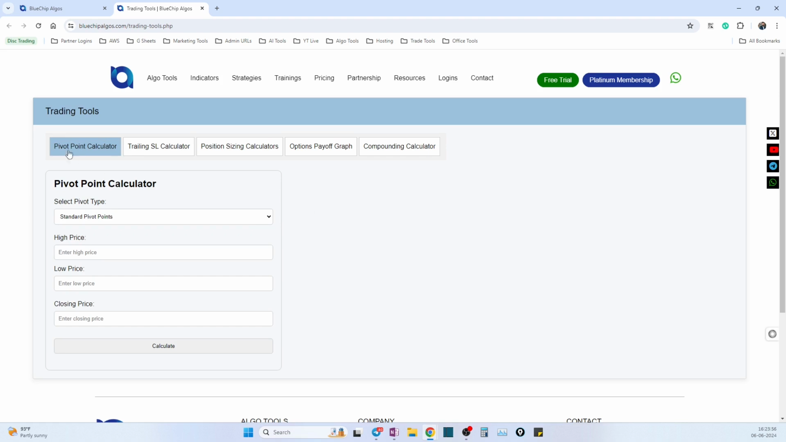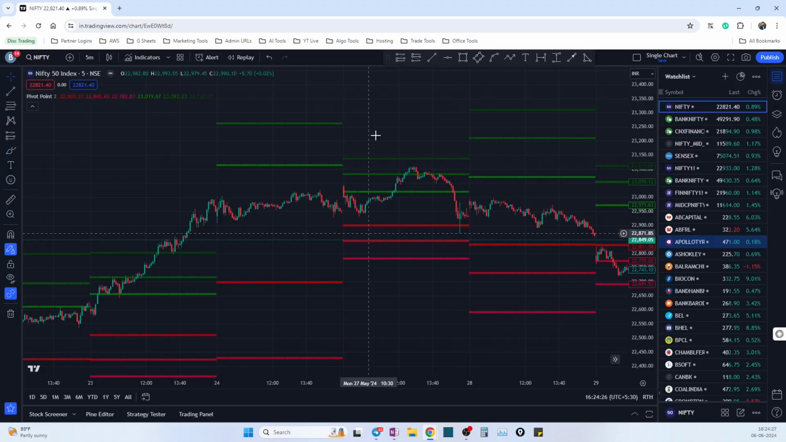So what exactly is this calculator? The pivot point calculator gives you the resistance and support levels required to trade on any particular day. These values work greatly if you combine them with some other indicators or overlays, and you will get an idea where we have the supports and where we have resistances. So let's go to TradingView just to see what these pivot points are, in case there are any beginners, it will help them.